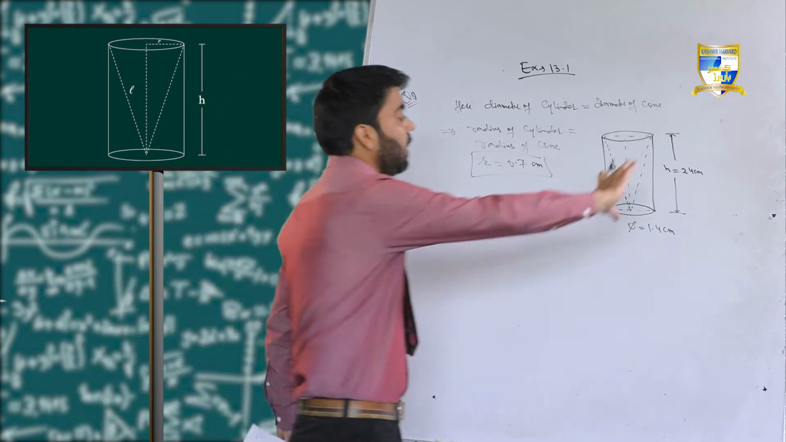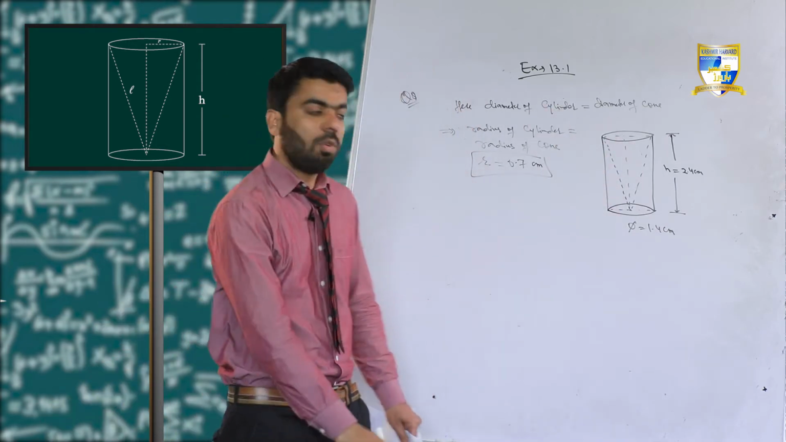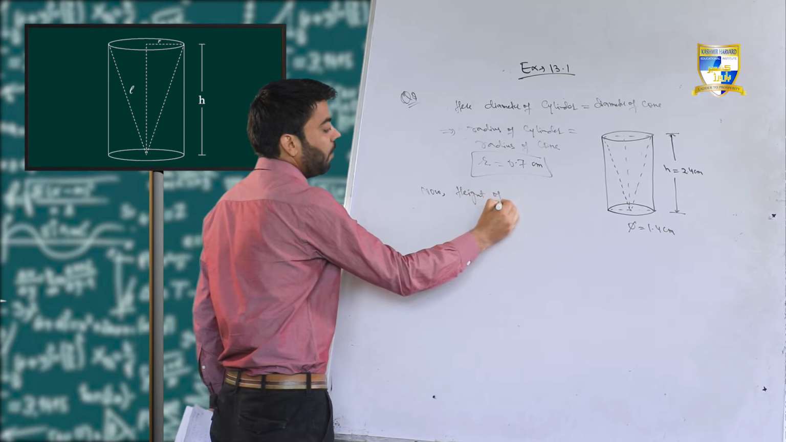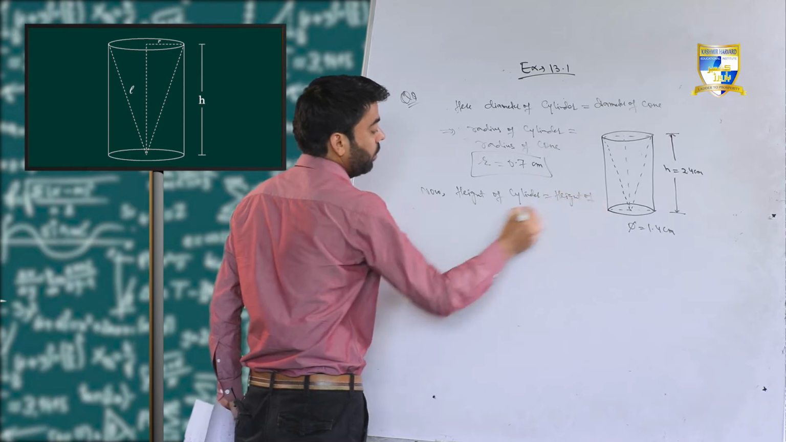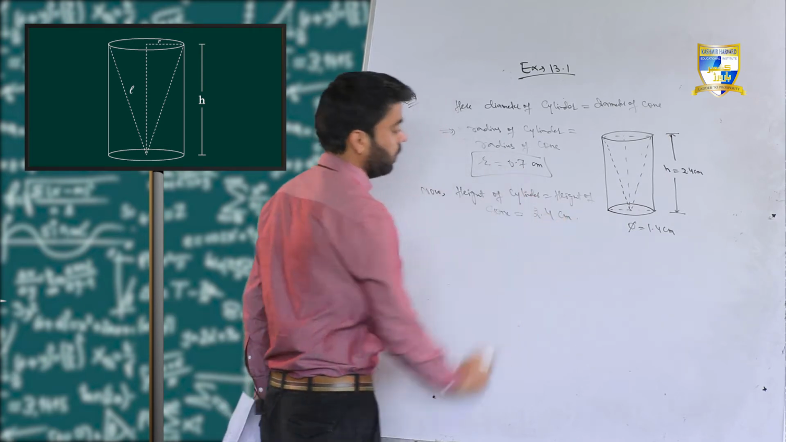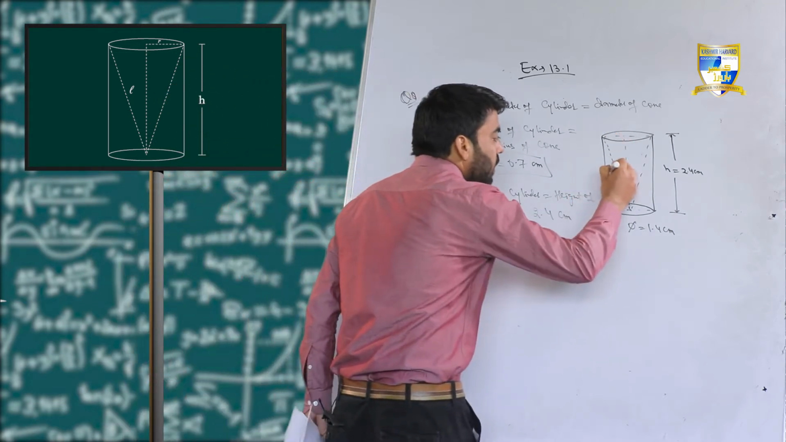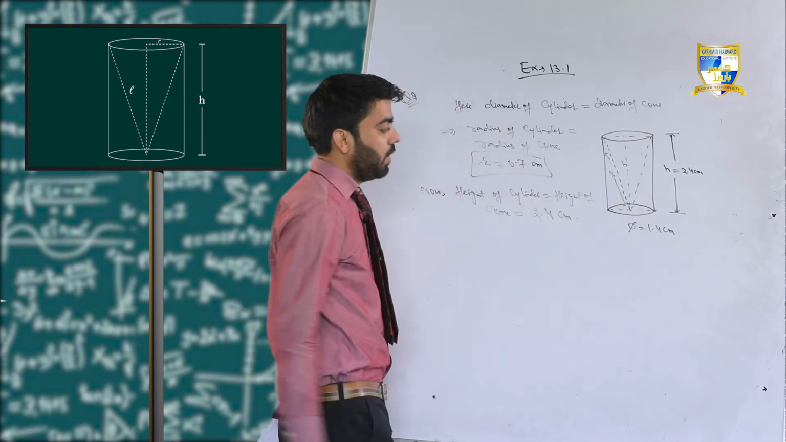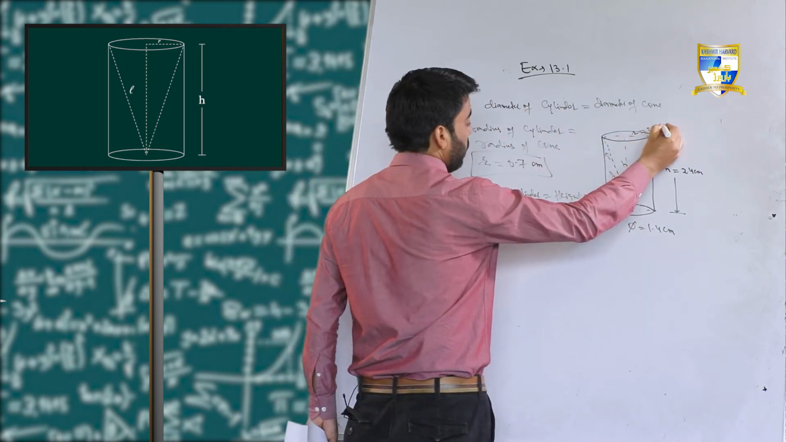Then we are given h, that is the height of the cylinder, and that height will in turn be equivalent to the height of the cone. Height of cylinder is equal to height of cone, that's equivalent to 2.4 centimeter. Now, this is l, the slant height of the cone, and h is 2.4 centimeter, and r is equal to 0.7 centimeter.